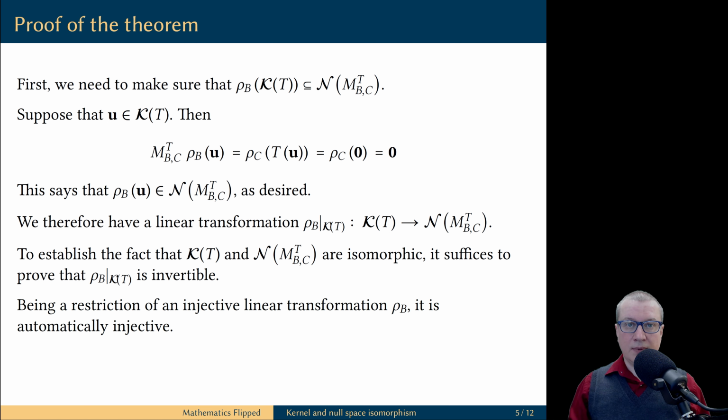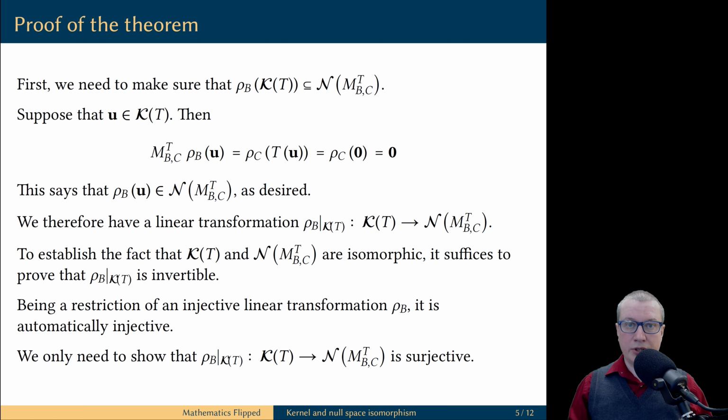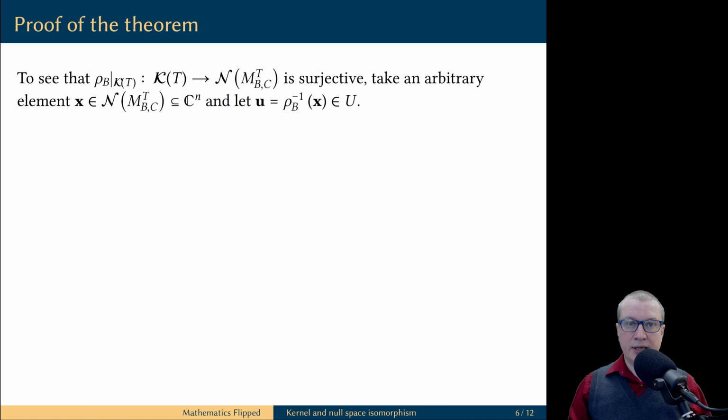And now all that remains for us to do is to show that this linear transformation is invertible. It is automatically injective because it is a restriction of rho B, and we already know that rho B is an injective linear transformation. So the only question here is why this restriction is surjective. Let's take any vector in the codomain of this linear transformation, so it's a vector x from the null space of the matrix representation. Also, let vector U be the uncoordinatization of the vector x. This is a vector in the vector space U.